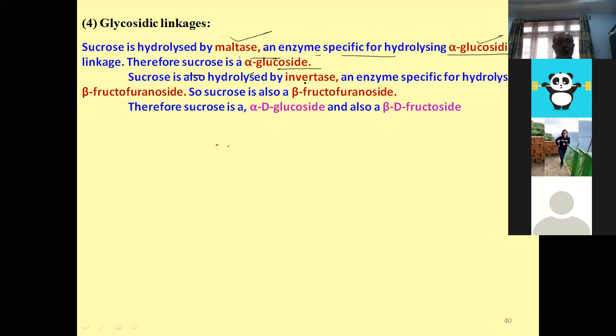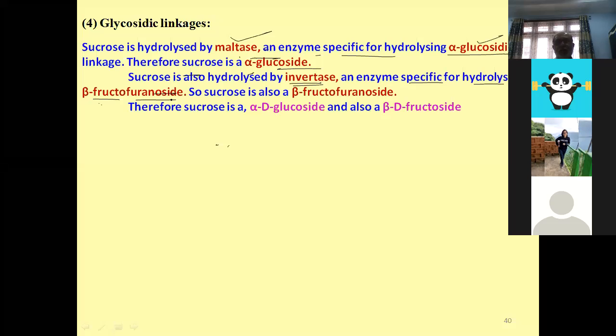Also, sucrose is hydrolyzed by invertase, another enzyme, an enzyme specific for hydrolyzing beta fructofuranoside. You see, it will be beta, but it has to be fructose, and that fructose also has to be in the 5-membered ring form. Only then invertase hydrolyzes it, not other types of sugars.